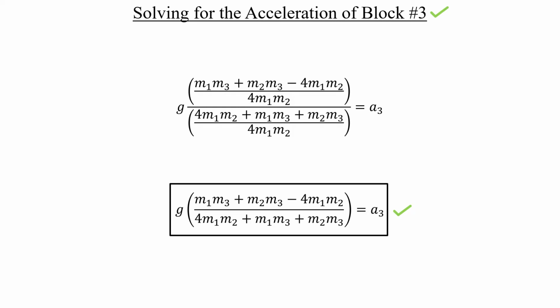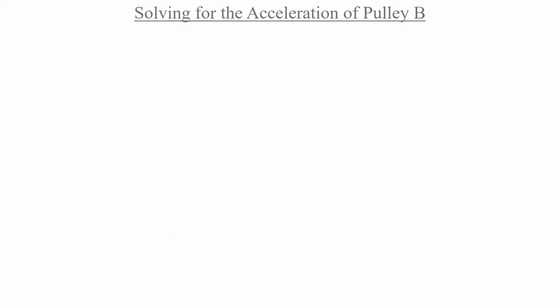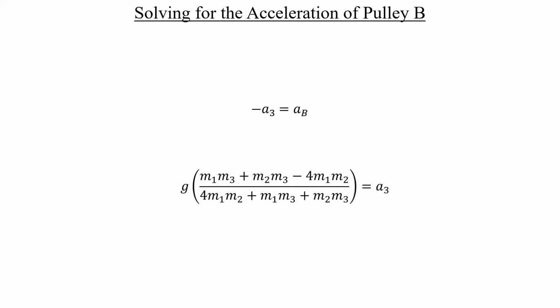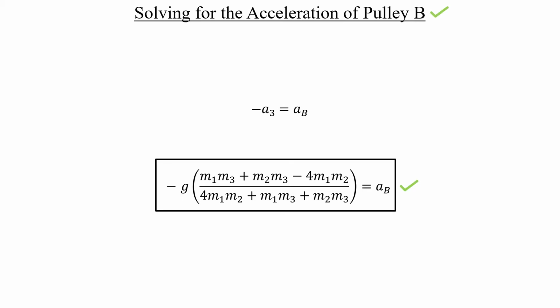Part B is a quick one, thanks to this previous equation that we had figured out earlier. If we take our expression for the acceleration of block 3 and slap a negative out front, that's all that's needed to rebrand it as the acceleration of Pulley D. And we're done. That's it. On to part C.